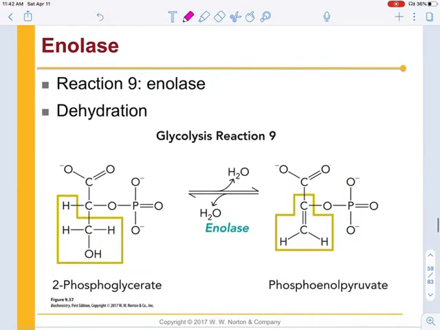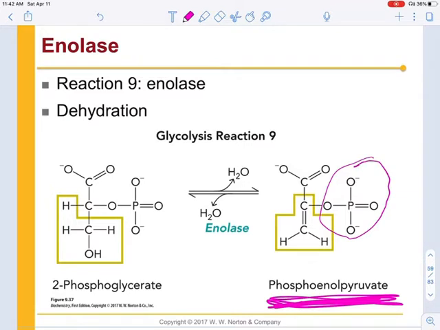The next step is a dehydration reaction in which you're going to remove a water from this compound and form phosphoenolpyruvate. And this PEP has a lot of energy associated with it. And we're going to remove this phosphate in order to generate the last 2 molecules of ATP.